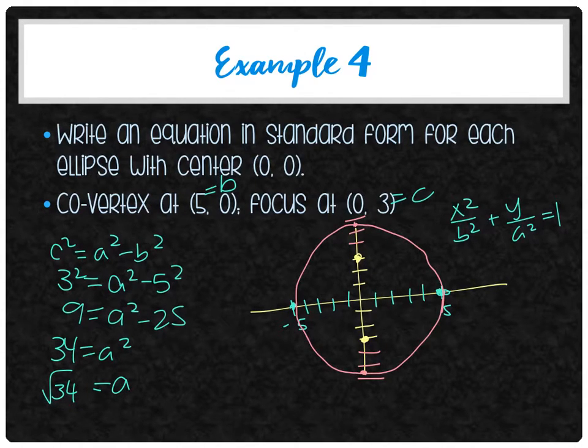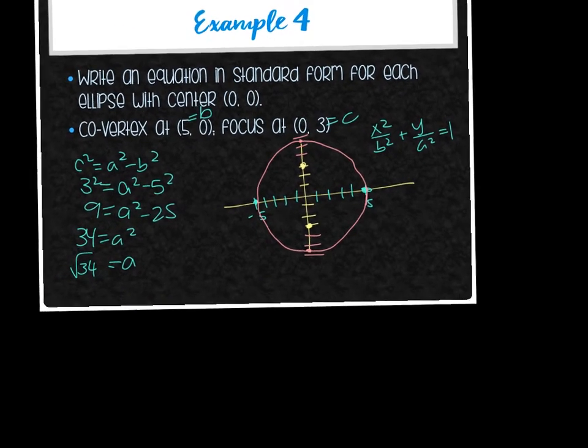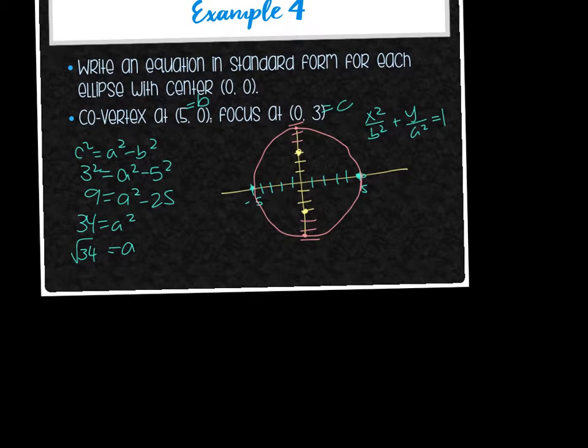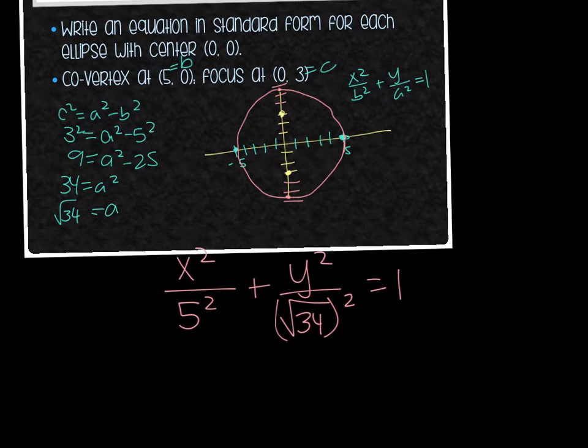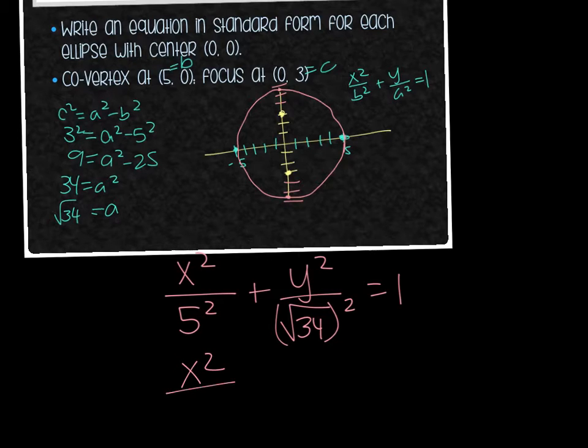Because when we plug it back into the equation, what do we do with the square root of 34? You're going to square it. Good. So this would be x squared over, well, the b goes under here. So b goes under x squared. Y squared would be over square root of 34 squared equals 1. And then I would square the square root. 34. Raise your hand if you got it right.